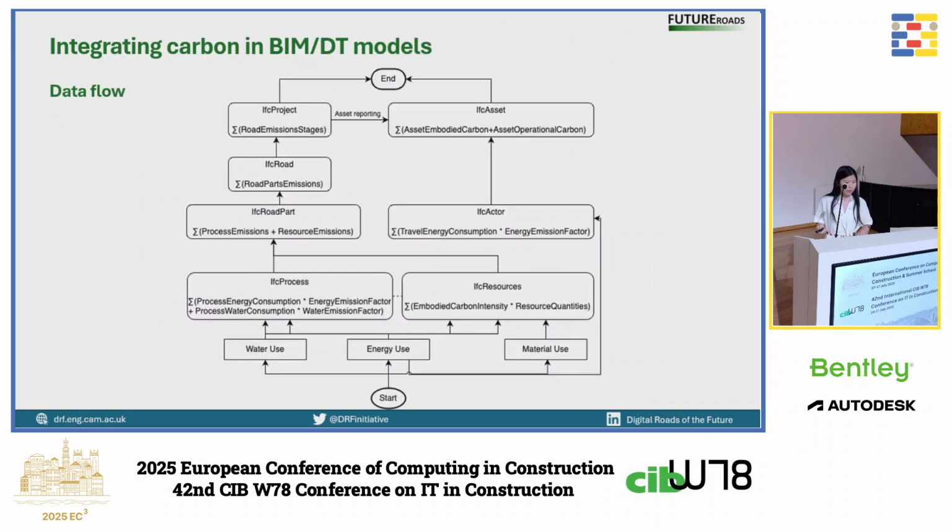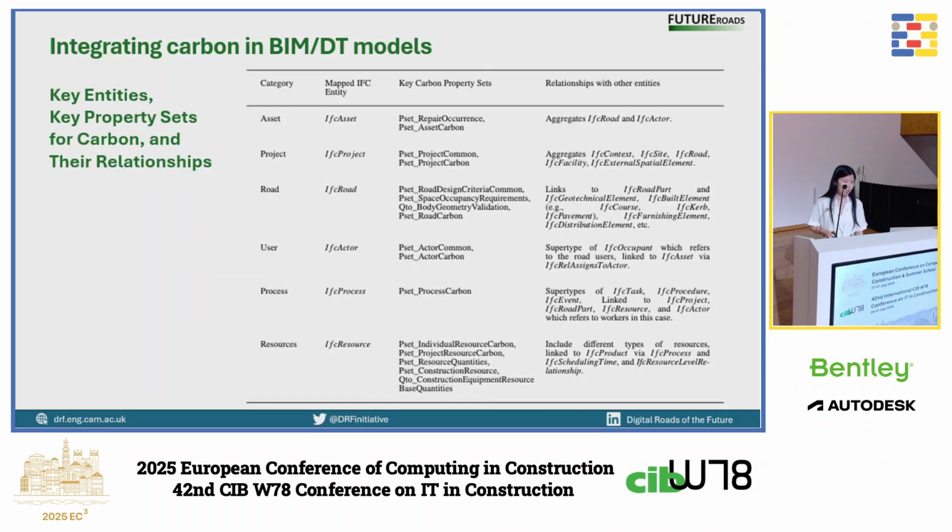So then this would be the data flow: we start with how much energy, material, and water we use, and then how they go through the processes and the resources, and then the different parts of the road, and then to the end of a project, and even finally an asset. So that is a simple data flow following the IFC standards.